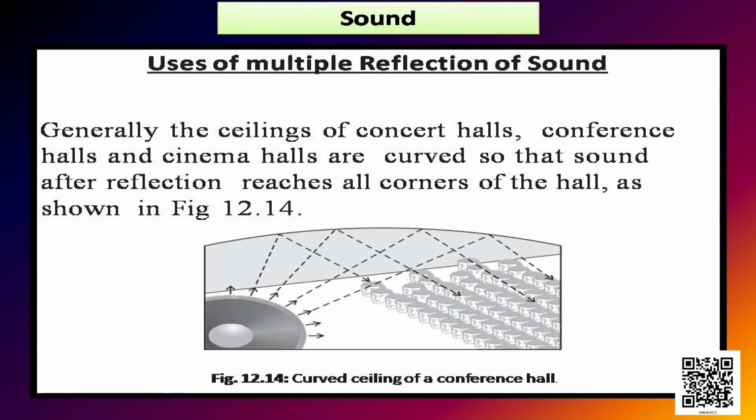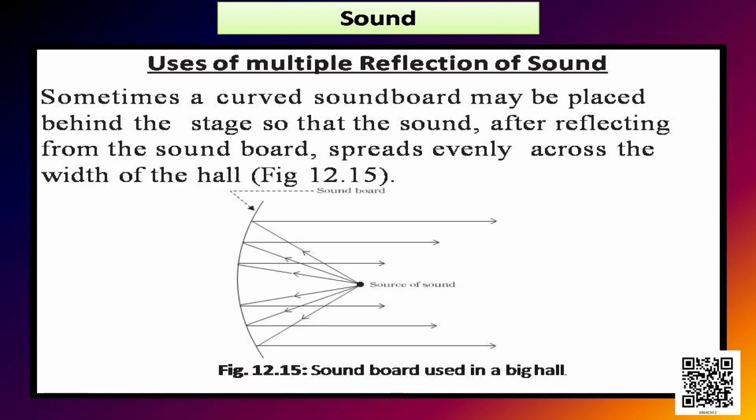Generally, the ceilings of concert halls, conference halls and cinema halls are curved so that sound after reflection reaches all corners of the hall as shown in figure 12.14. Sometimes a curved soundboard may be placed behind the stage so that the sound after reflecting from the soundboard spreads evenly across the width of the hall. Just go through the figure 12.15.